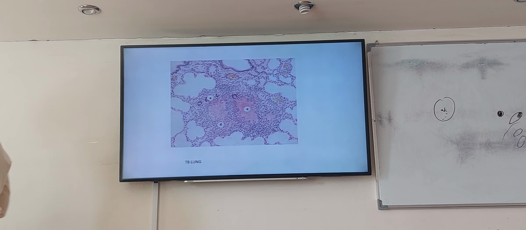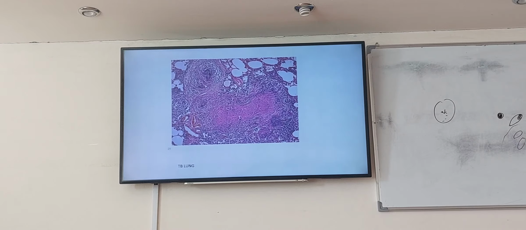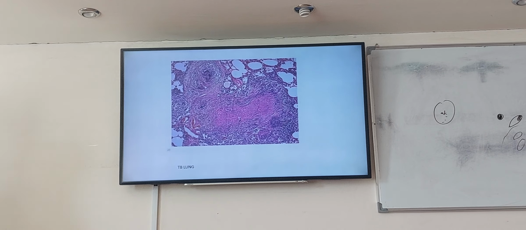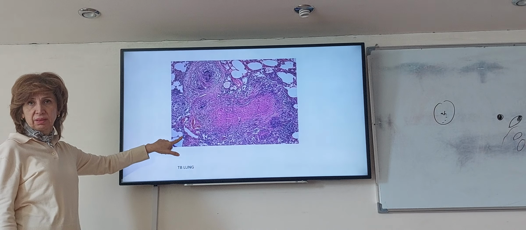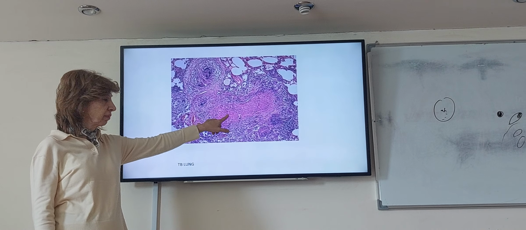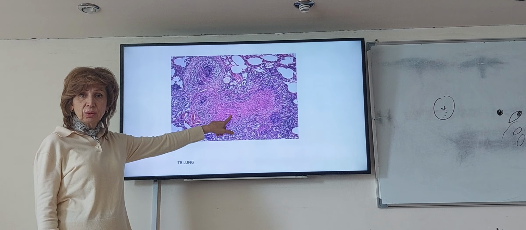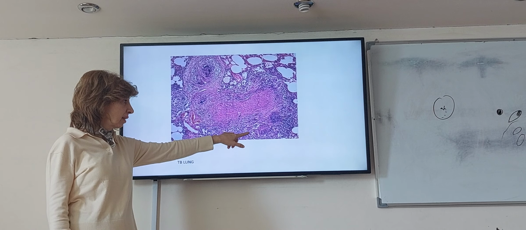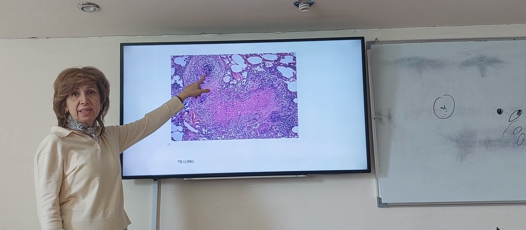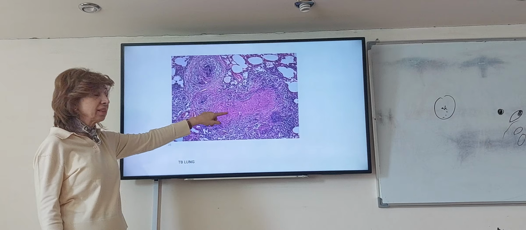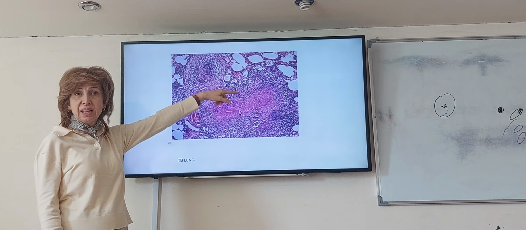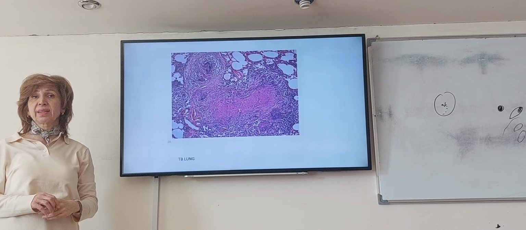Now, where am I? Lung. What happens? Caseating granuloma, Langhans, epithelioid cells. Look at this one, it is non-caseating. That's why I say this one is caseating, but it's enough for me to give the final diagnosis.